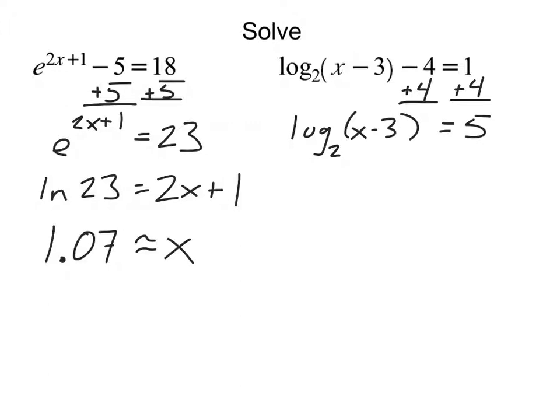So now, we move that 4 over to the other side. Now I just have log equals, so that's where we turn into an exponential. So 2 to the 5th equals x minus 3. 2 to the 5th, you know that one off the top of your head, right?